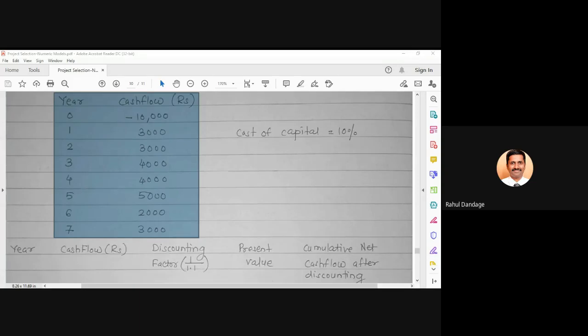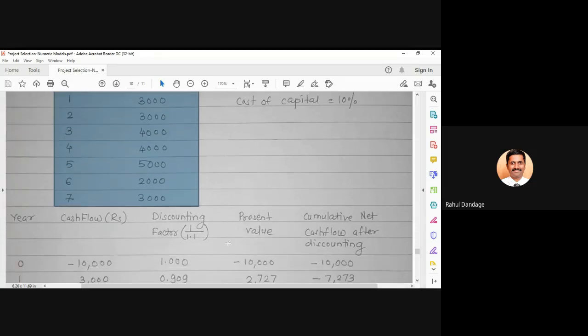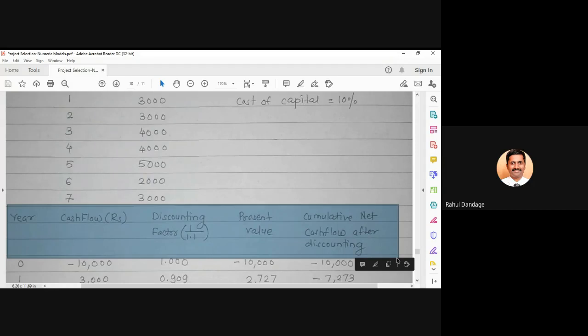Now, whenever you solve a problem using the discounted payback period method, you should prepare a table, and the columns of your table should be in this format: year or period which is given, then the cash flow, discounting factor, present value, and cumulative net cash flow after discounting.